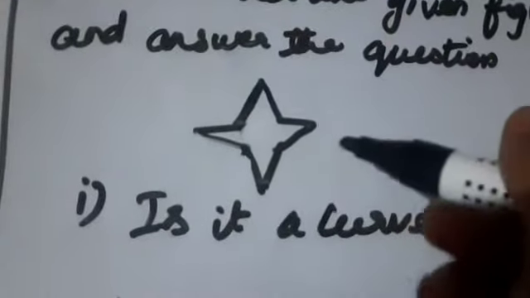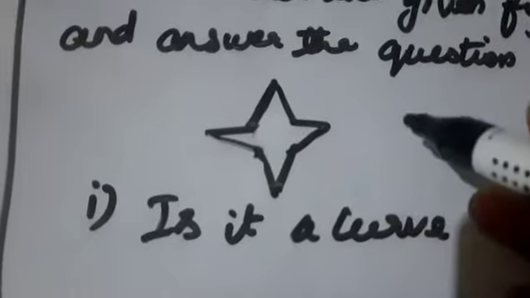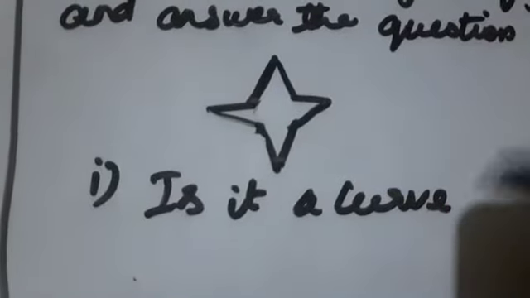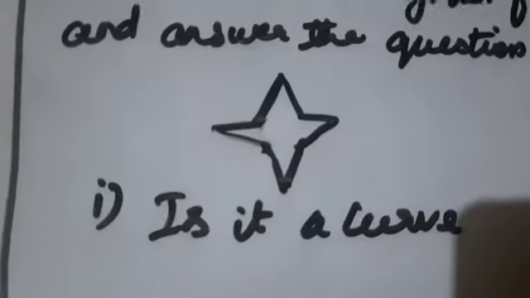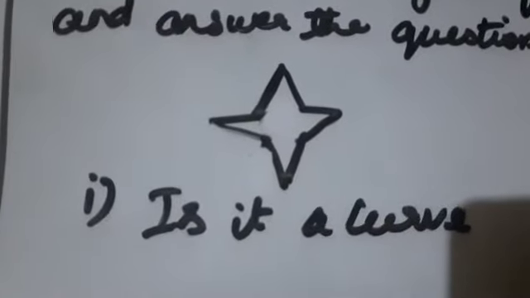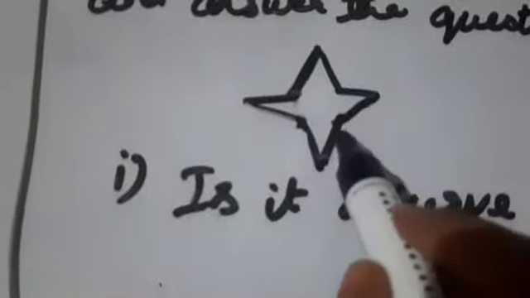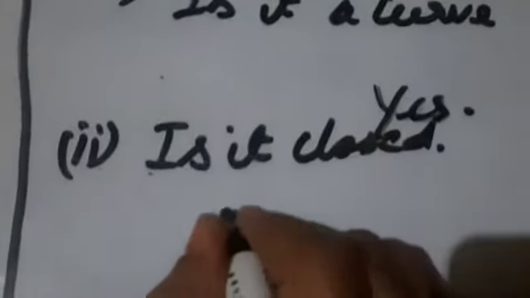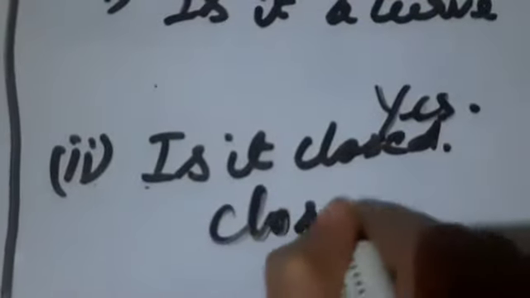Consider the given figure and answer the questions. See here, they have given a figure and they have asked you whether it is a curve. So a curve, in mathematics, even the straight line is considered to be a curve. So the first question, is it a curve? Yes, it is a curve. Is it closed? See here, whether it is open or closed, it is closed, right? So the second question's answer is yes, it is closed.